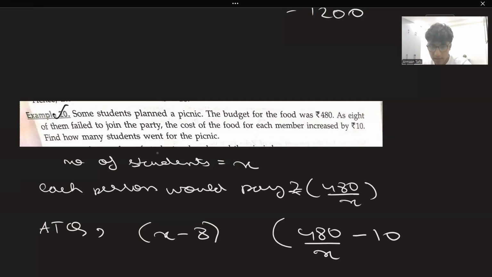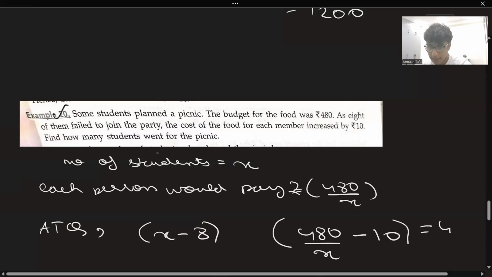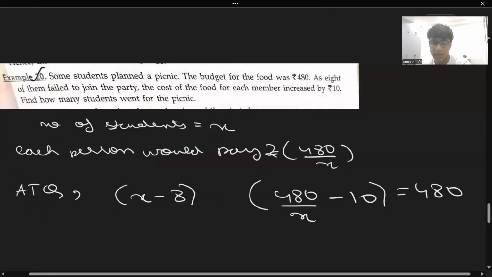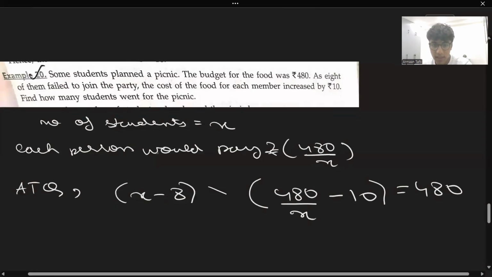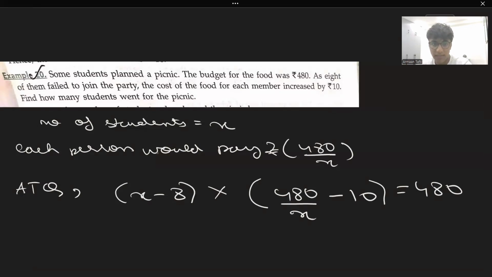So it's times this is equal to 480, right? Because the total amount they have to pay remains the same, and it remains 480. So X minus 8 into 480 by X plus 10. Originally, they were paying 480 by X. Oh, sorry, it increased by 10. Right? So originally, they were paying 480 by X. Since fewer people joined, obviously, you'd have to pay more each. But the total amount of food that they had remained the same. Okay. So they didn't lessen the food.